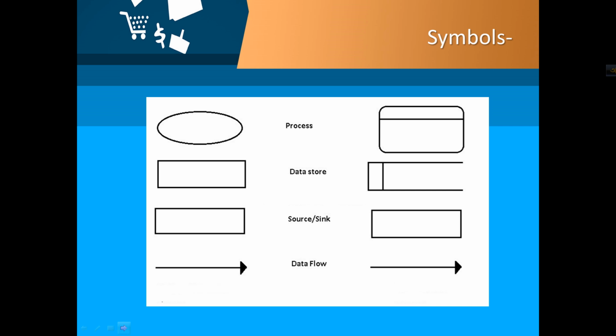The symbols we use for the DFD. This round thing is for processes, this one is for entities, this one is for data store, and this one shows where the data is flowing from and to.